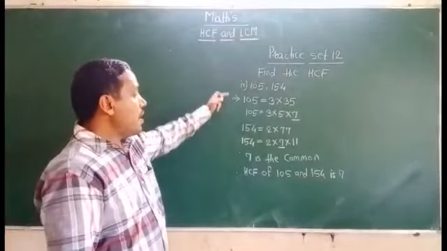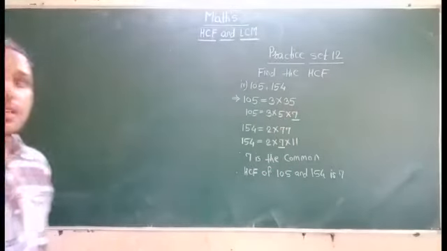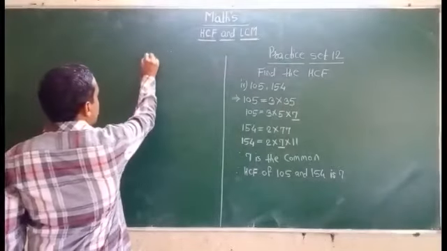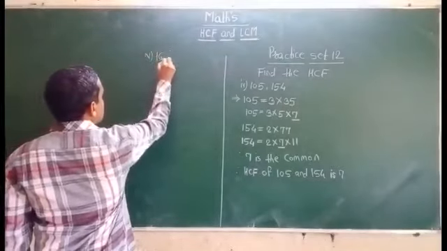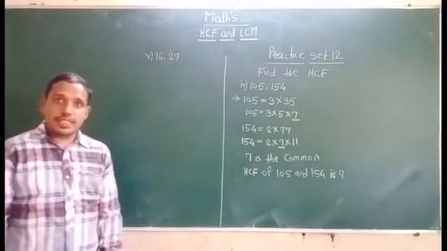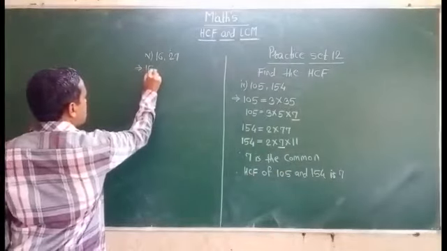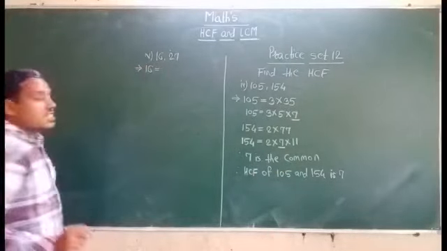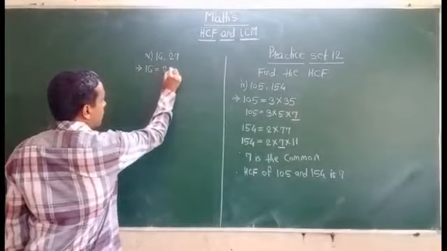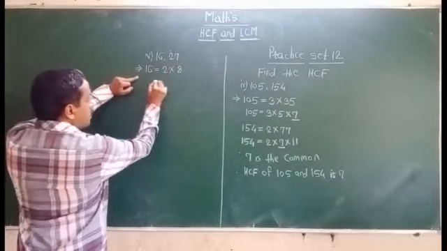So in this way, we find the HCF of the given two composite numbers. Here is another example: 16 and 27. We find the prime factorization of 16. 16 is completely divisible by 2, and when we divide 16 by 2, we get the answer 8.